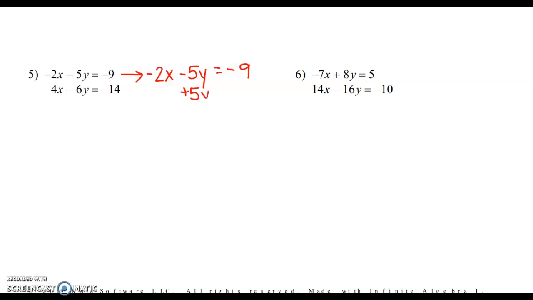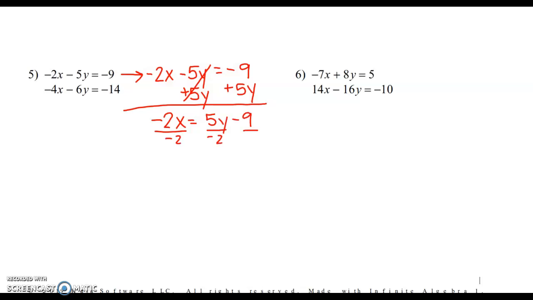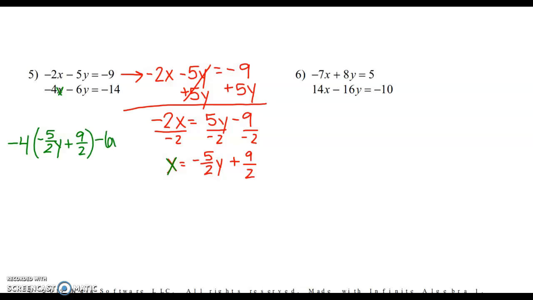So to get rid of a minus 5y, I'm going to add 5y. And again, the choice is yours. So we have negative 2x equals 5y minus 9. So then when I divide by negative 2, I've got x equals negative 5/2 y plus 9 over 2. So that is for x. So now in the bottom, I'm going to replace x with what I just found. So you have negative 4 times x, which is negative 5/2 y plus 9 over 2. Right? Still minus 6y, still equals negative 14.